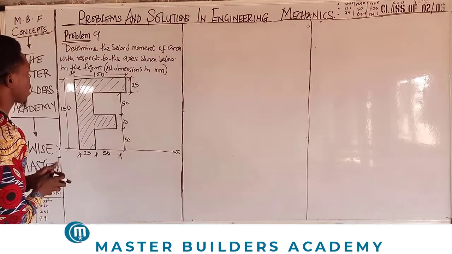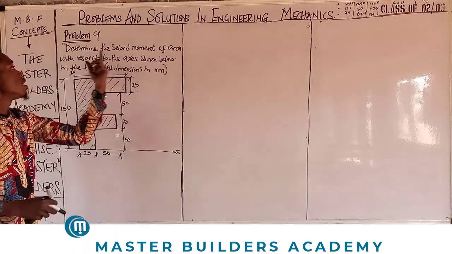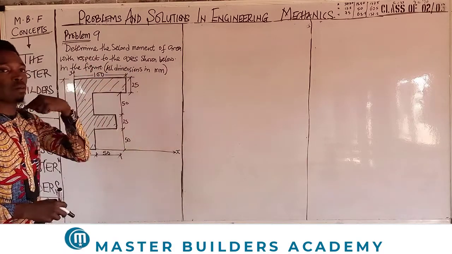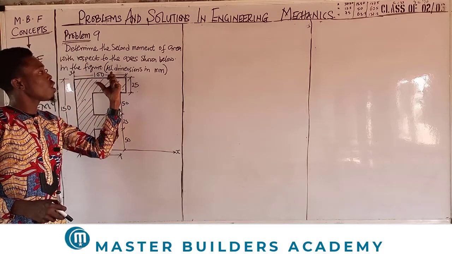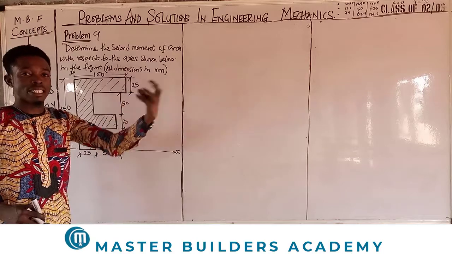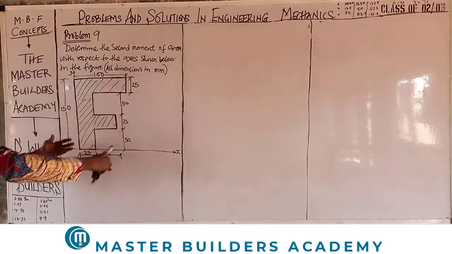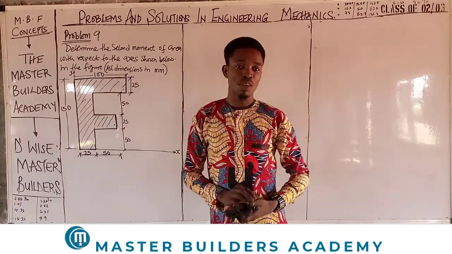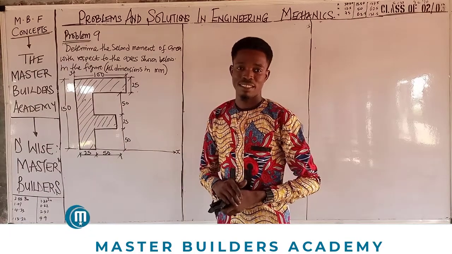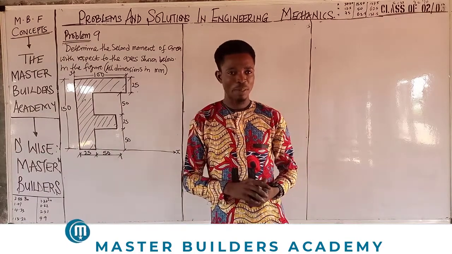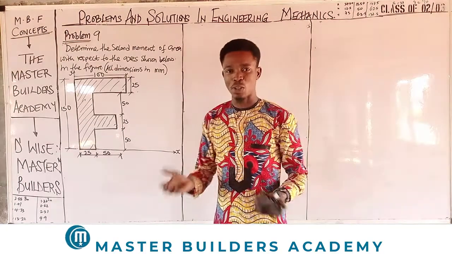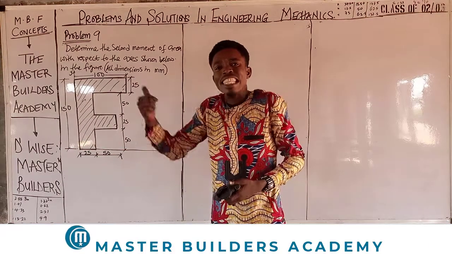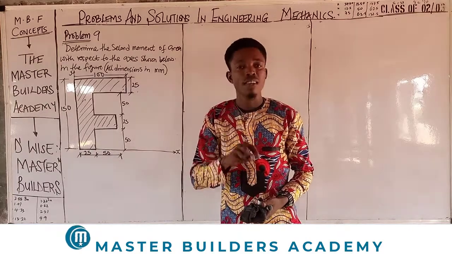Problem 9. We are asked to determine the second moment of area with respect to the axis shown below in the figure. A note here: all dimensions are in millimeters, mm. Now we have a figure, and looking at this figure, I know you can tell me the shape that this figure belongs to in your alphabetical letters. Is this A? Not at all. B? Oh no, not at all. Is this Z? No, I don't think so. Can you tell me? This shape here is an F shape.